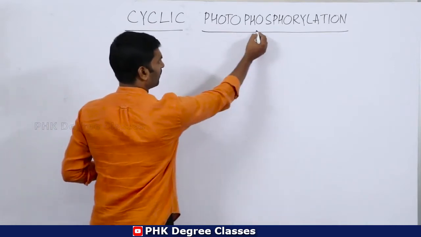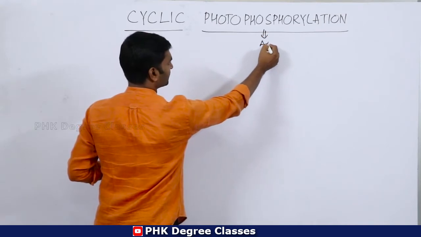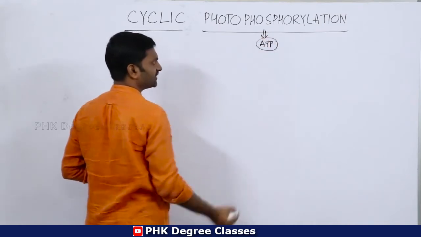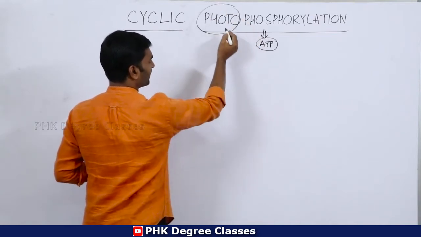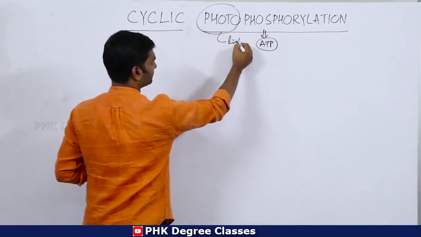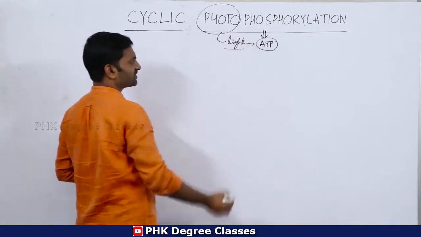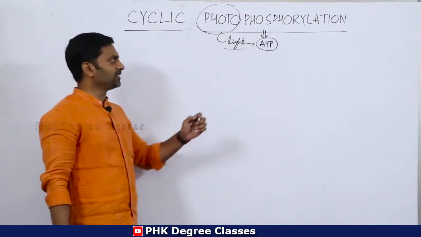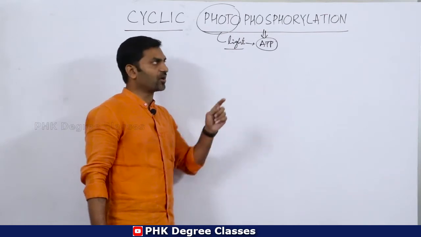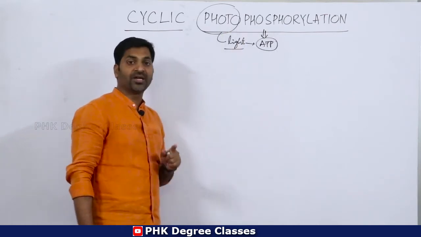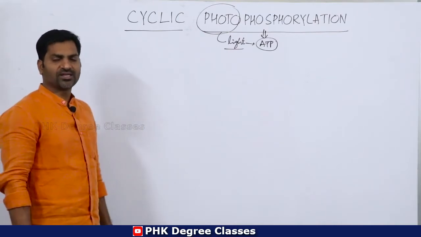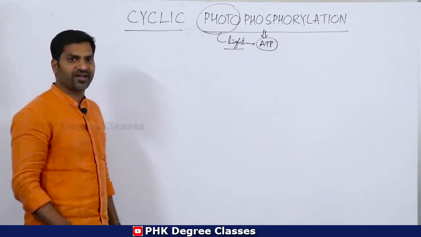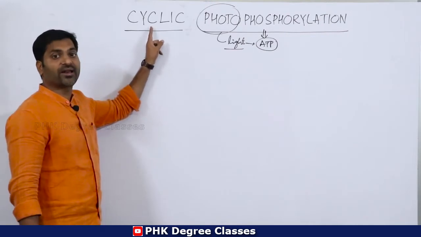As you know, phosphorylation is nothing but what? Formation or production of ATP. Production of ATP in the presence of what? Light. So production of ATP in the presence of sunlight is called photophosphorylation. But here it is cyclic photophosphorylation. So photophosphorylation takes place in a cyclic manner.